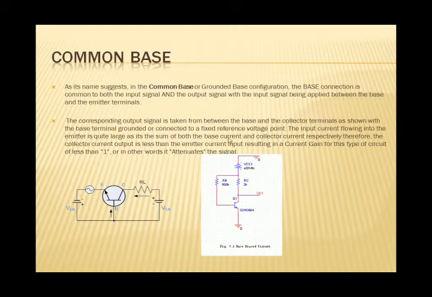Now in the common base configuration, we have the base common to the emitter and collector. Here the source is connected on the emitter side, and the load is connected to the collector, and the base is common. So base is the circuit terminal which is common to both of them. Now the output signal is taken from between the base and the collector terminal, and there is a fixed reference bias over here. The input current flowing into the emitter is quite large, as it is the sum of both the base current and the collector current. The collector current output is less than the emitter current.